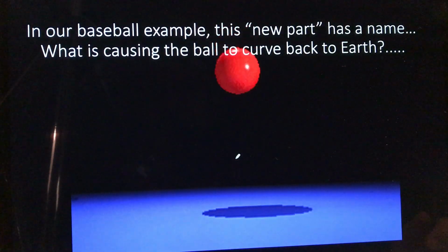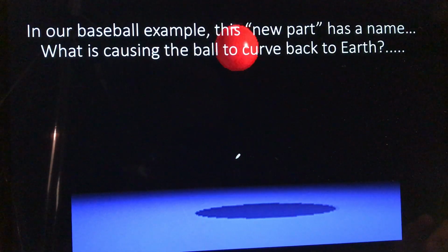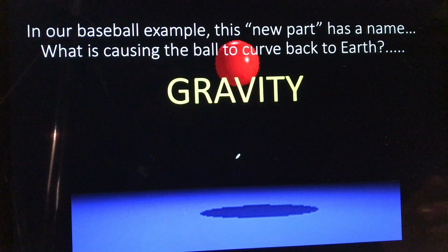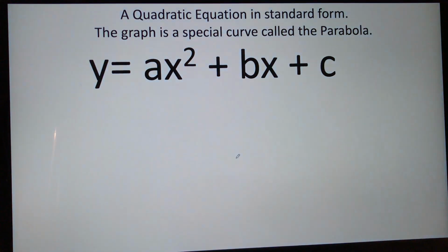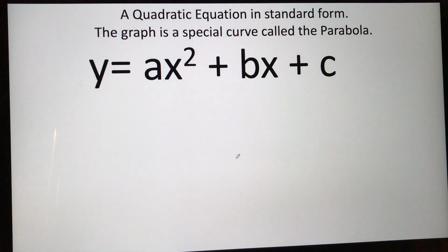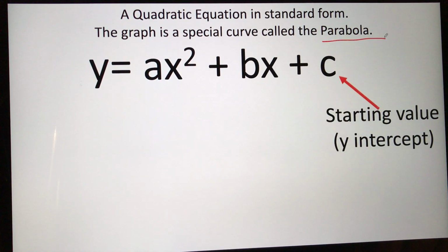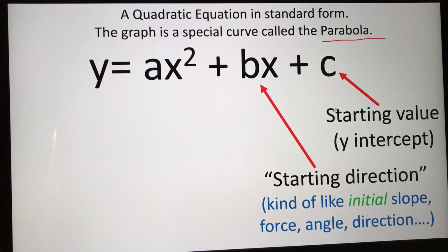Now in our baseball example, this new part obviously has a name. We ask ourselves, what is causing the ball to come back to Earth? And of course, it's gravity. So the quadratic equation in standard form is written like this. And this equation creates a special curve called a parabola. c is the starting value, where we start. bx is that starting direction. It's kind of like the initial slope. It's like the force of hitting a baseball, or the angle of the hit off the bat. You can think of it that way if you like.